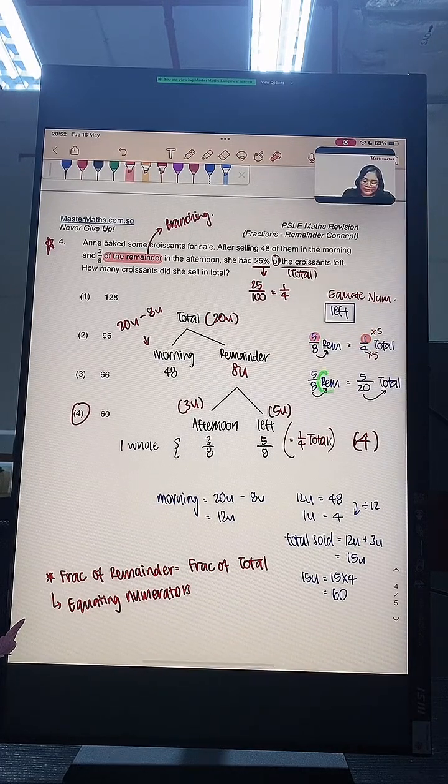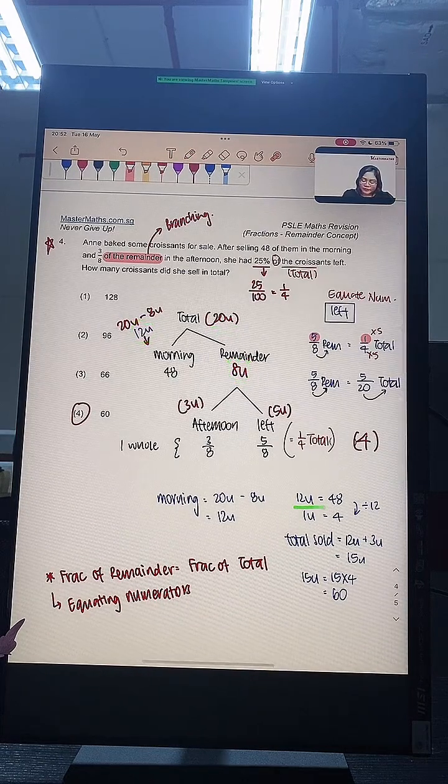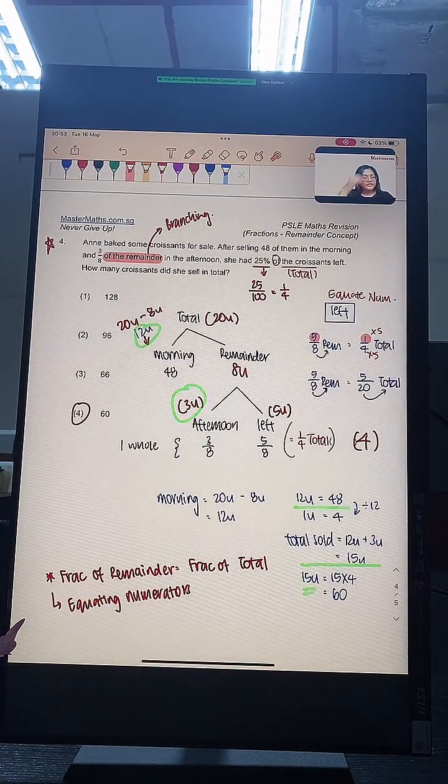My remainder now becomes 8 units. My total is 20 units. So 20 units you branch out to 8 units. The other side must be 12 units, because 12 and 8 make 20. And that's how I use 12 units is 48 to find out total sold, which is 12 and 3 to give us 15 units. Okay?